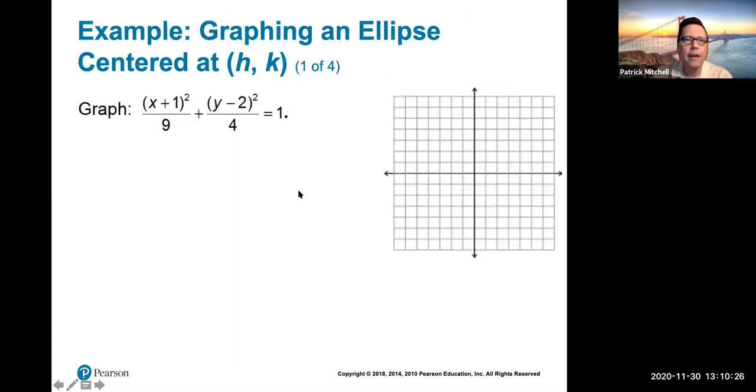Okay, so in this example, we're going to graph the ellipse (x plus 1) squared over 9 plus (y minus 2) squared over 4 equals 1.